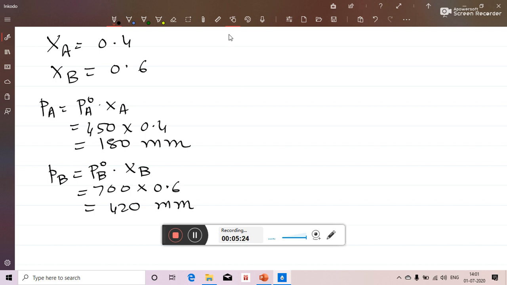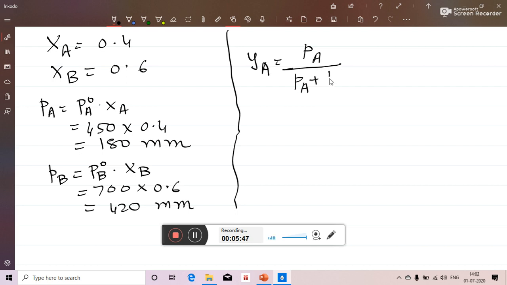So by using this PA and PB, we can find out the mole fraction of A and B in the vapor phase. Suppose the mole fraction of A in the vapor phase is YA, then YA is equal to PA upon PA plus PB. So that is equal to 180 upon 180 plus 420. So that is equal to 0.3.